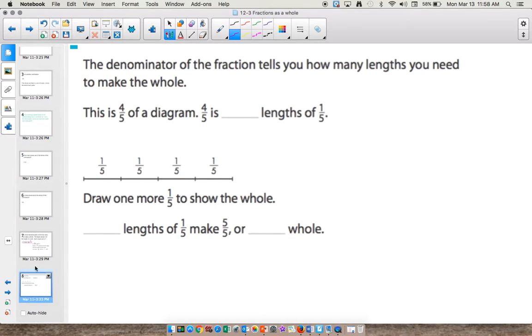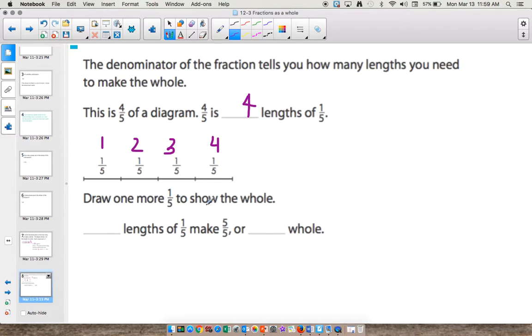Last one. The denominator of the fraction tells you how many lengths you need to make the whole. Okay, so right here I have 1/5, 2/5, 3/5, 4/5. This is 4/5 of a diagram. 4/5 is blank lengths of 1/5. So how many do I have? Well, I have 1, 2, 3. I have 4 lengths. So I'm going to put a 4 right here.